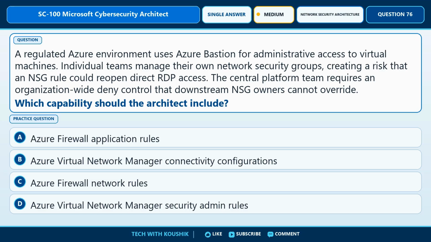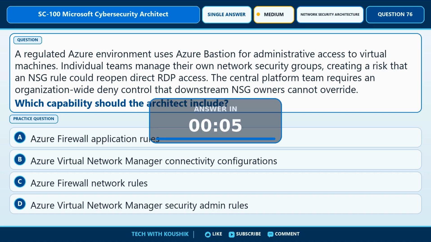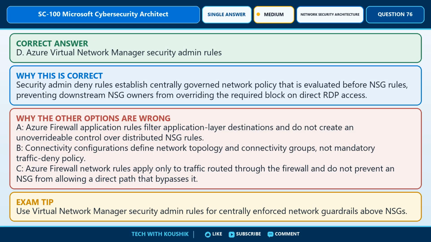The available options are as follows. Option A, Azure Firewall Application Rules. Option B, Azure Virtual Network Manager Connectivity Configurations. Option C, Azure Firewall Network Rules. Option D, Azure Virtual Network Manager Security Admin Rules. The correct answer is option D, Azure Virtual Network Manager Security Admin Rules.